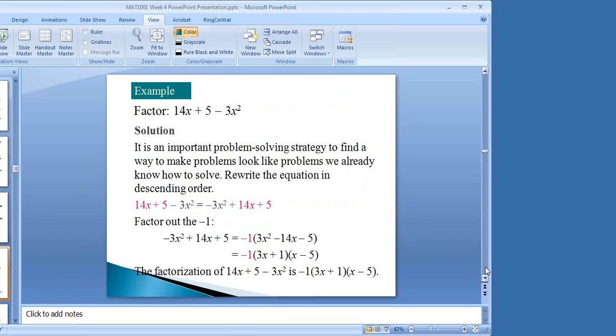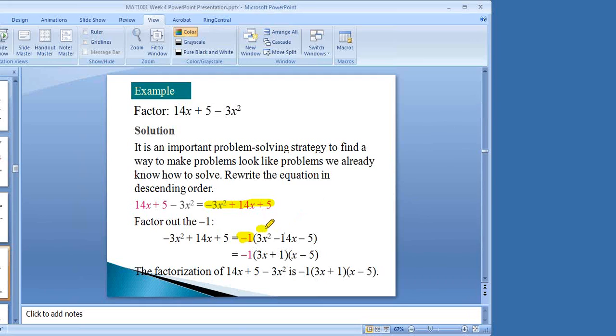Okay, here's another one where it's not in the right order. Okay, so we got to have it in descending order, and that's what we have here. Now, here's a new twist. When you have a leading negative, I want you to factor out a -1. The reason you do that is when you do that, you have a leading term that is positive. It is really, really, really hard to factor when your leading term is negative. So if you factor out a -1, what you have is pretty simple.